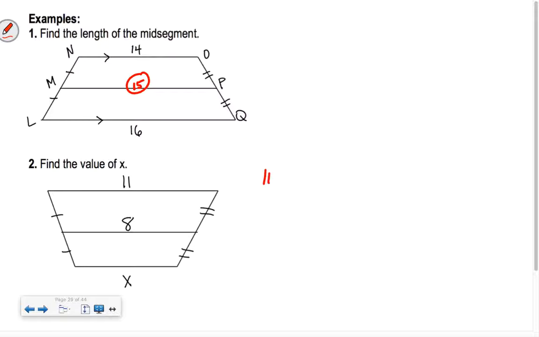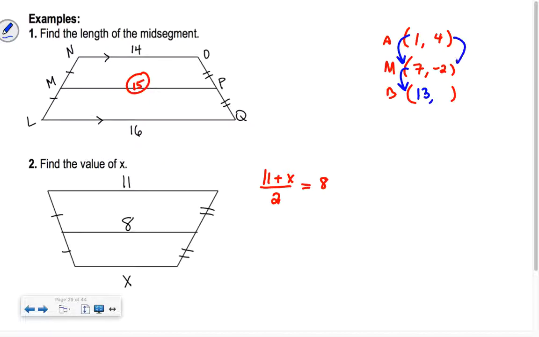So 11 added to x divided by 2 must equal 8. Do you guys remember when we did the midpoint formula and I taught you a trick for midpoint? If I had 1, 4, and I went through the midpoint 7, -2, and then I wanted to find the next endpoint, B. Do you remember how we did that? We said, okay, I'm going to add 6, add 6 again and get 13. And I subtracted 6, and I'm going to subtract 6 again and get -8. Do you remember doing that?